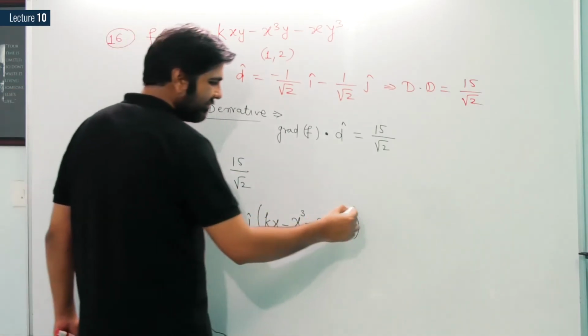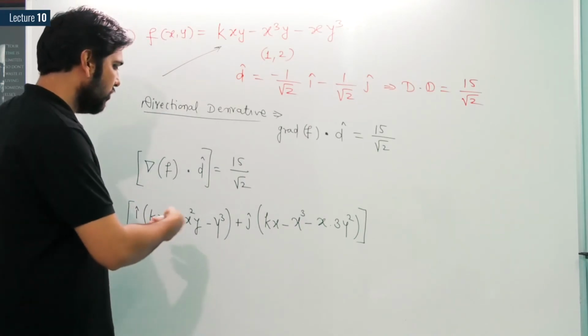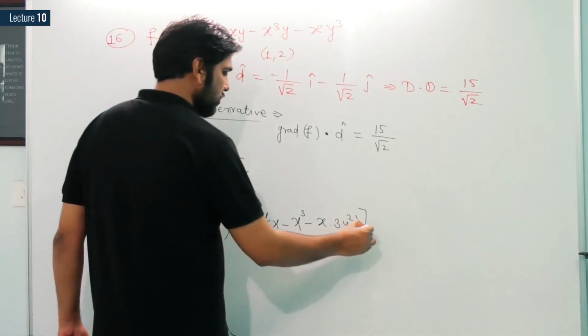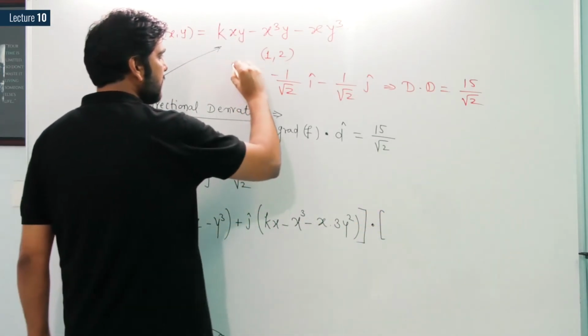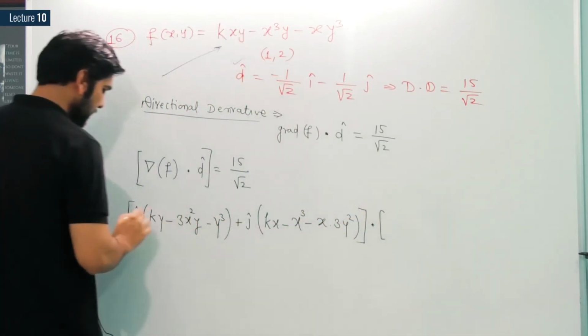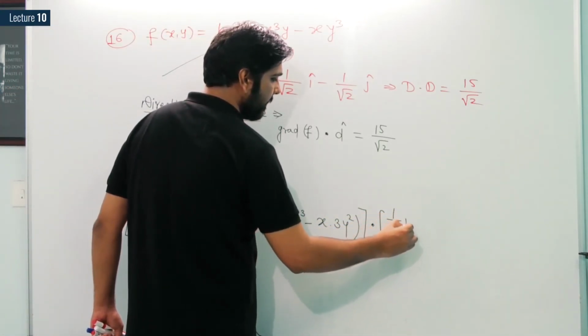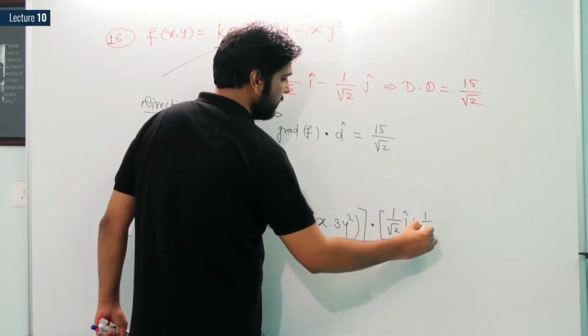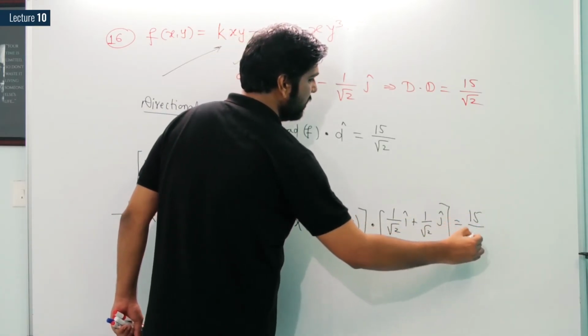Fine. And we do not need to have the k part because we do not have z here. So dot, what am I having? D. D is nothing but this. So I am taking minus common, 1 by root 2 i cap plus 1 by root 2 j cap, which is equal to 15 upon under root 2.